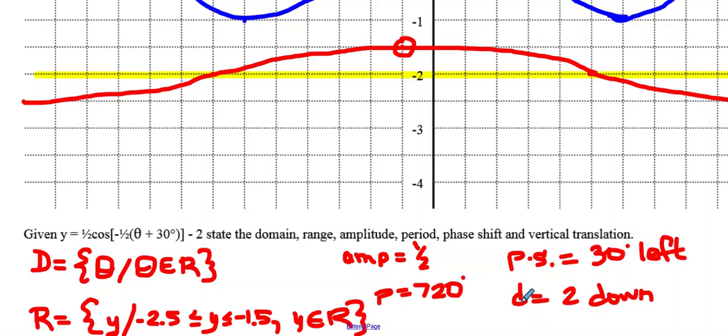Again, the vertical translation, it's 2 down, so if it went up, you'd say 2 up. Sometimes instead of the vertical translation, they'll ask you for the equation of the axis of the curve. So make sure you're reading carefully because I interchange it at times. Okay, so that graph is done. Let's move on to our next one.